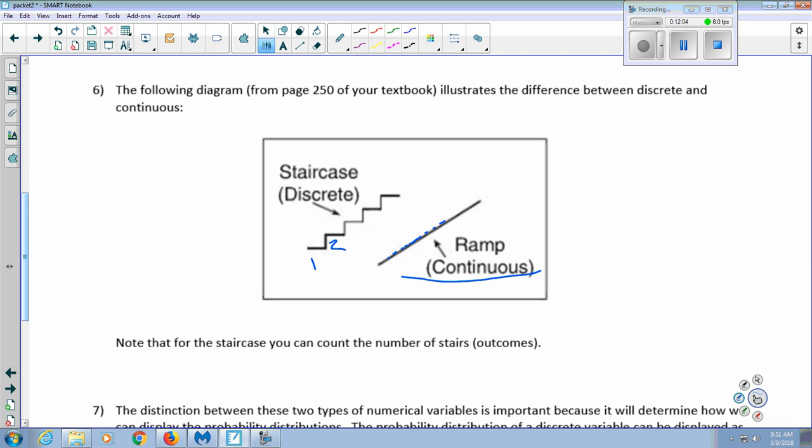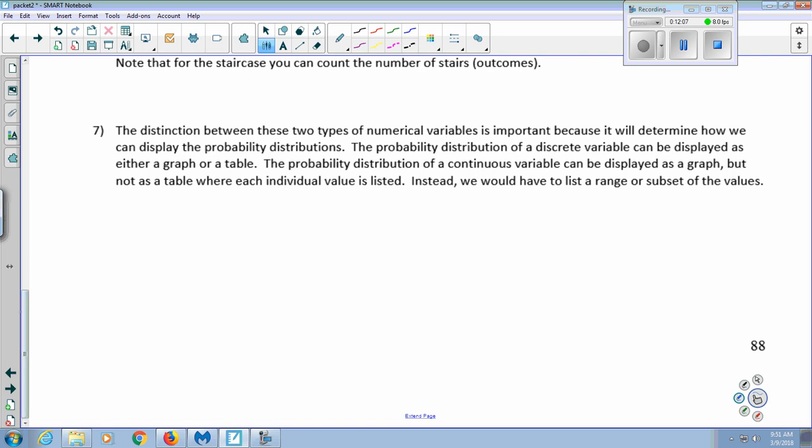Okay, so let's skip down here. The distinction between these two types of numerical variables is important because it determines how we can display their probability distributions. A discrete variable can be displayed as either a graph or a table, right? Because we can list all of the values. But a continuous variable can be displayed as a graph, like a histogram, but not as a table where the values are listed individually. It'll have a range of values.